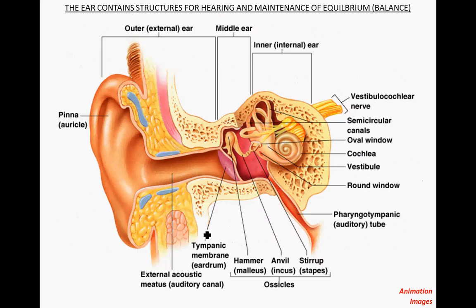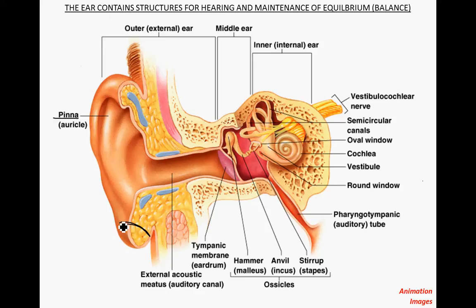This is a coronal section or frontal section through the ear. The external ear is first off the pinna or the auricle. So this is your earlobe area down here. This is what would be pierced if you had a pierced ear.